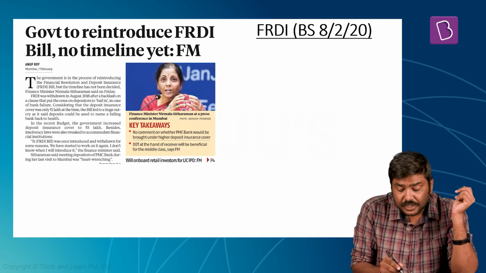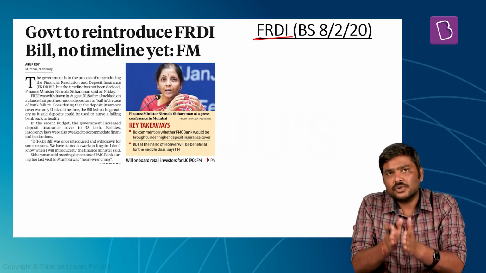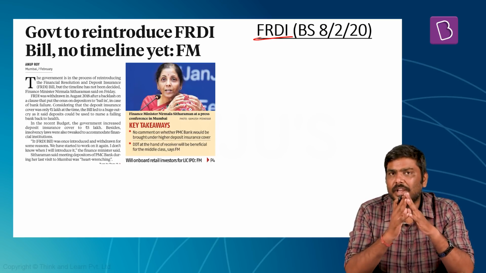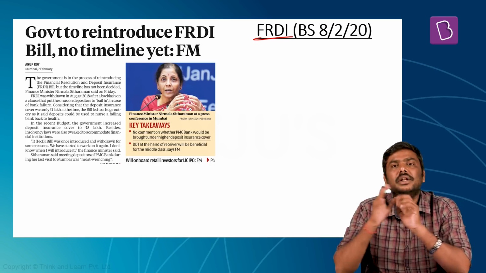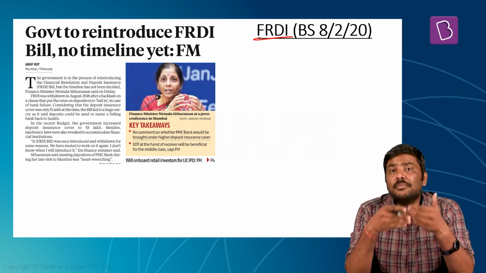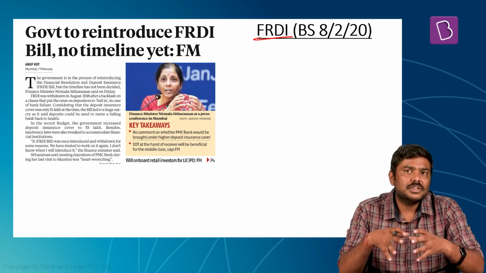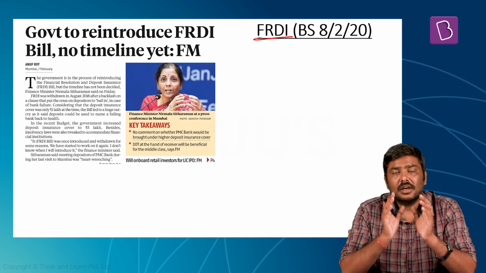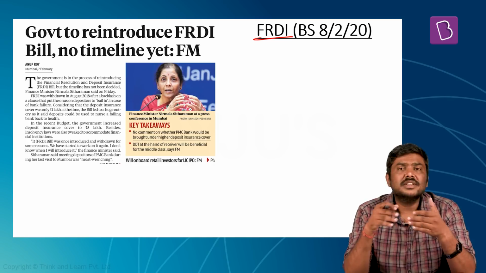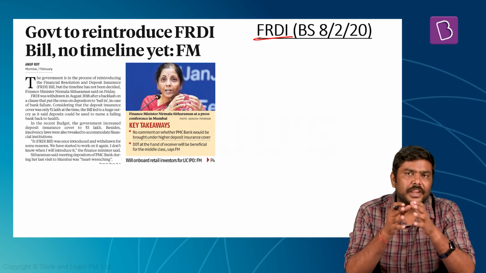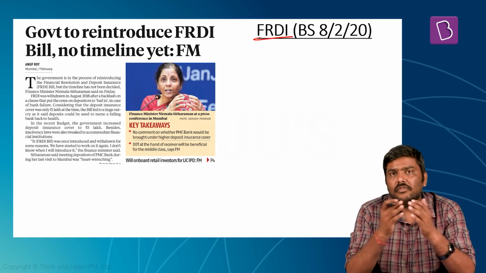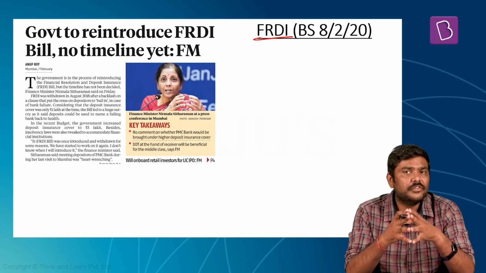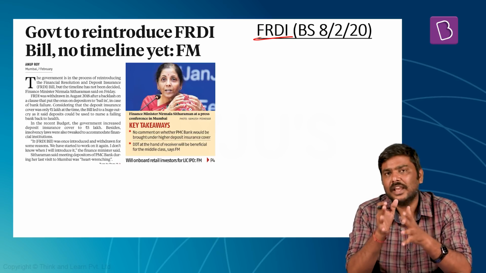The next article is related to FRDI, that is Financial Resolution and Deposit Insurance. Now what are the important points? Earlier, Government of India had introduced this particular bill in the Parliament, but there was a large-scale opposition to some of the very important provisions in this particular bill, especially one of the very important provisions referred to as the bailout provision. Since there was a lot of opposition, Government of India in the month of August 2018 withdrew this particular bill, and now the Finance Minister stated that Government of India will be again reintroducing the FRDI bill.